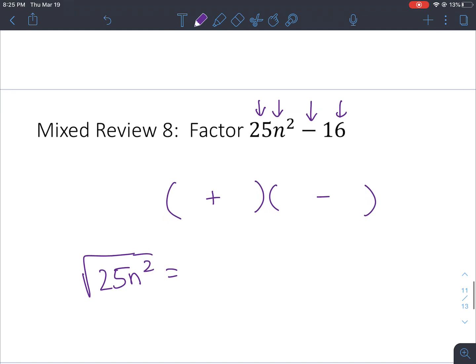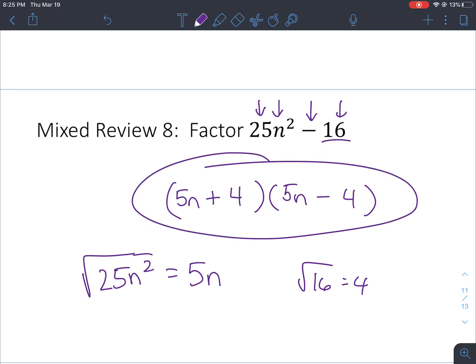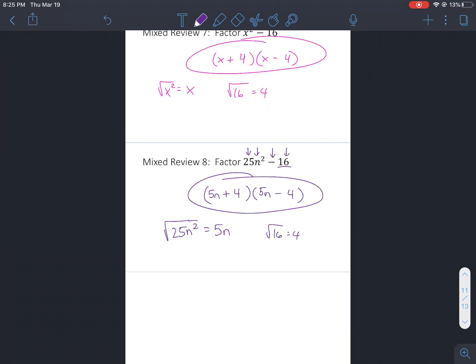Square root of 25n squared. Well, the square root of 25 is 5. Square root of n squared is n. So that goes in the first spot for each. And then square root of 16 is 4. So that goes in the last spot for each. 5n plus 4, 5n minus 4.